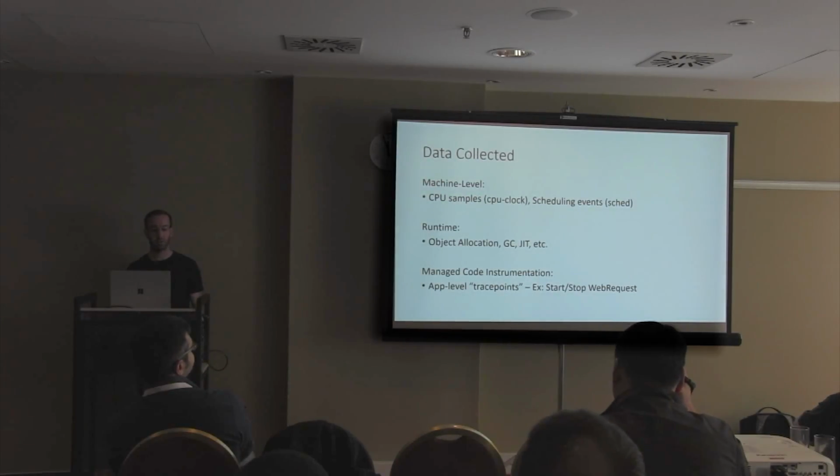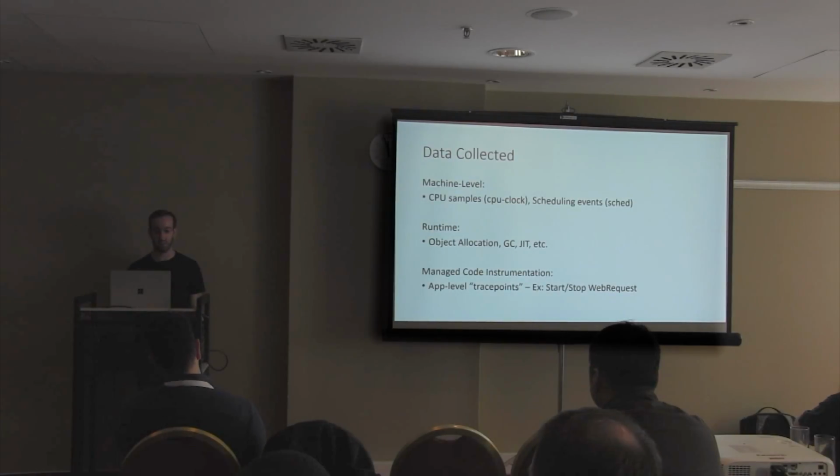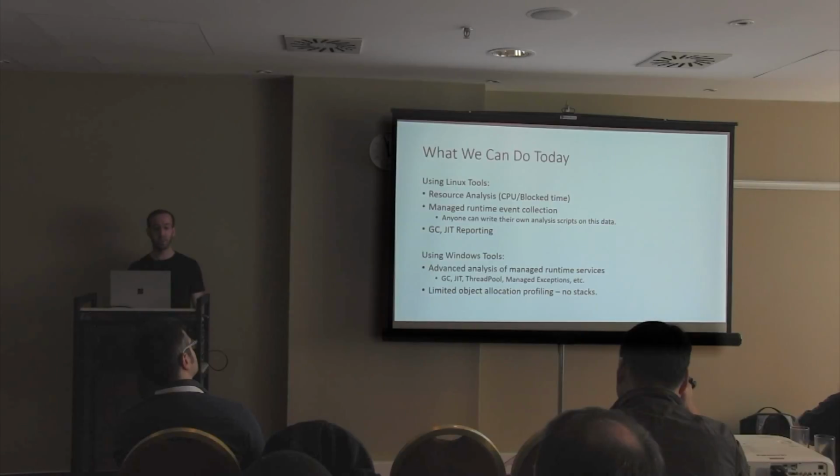So by default, we collect 3 different types of data. We collect machine-level data, so things like CPU samples and scheduling events. We collect runtime data, so these are things like managed object allocations, statistics about the garbage collector, statistics about the just-in-time compiler. And then we can also collect managed code instrumentation. So these are app-level types of trace points, so things like start and stop web requests. So whatever a framework wants to instrument so that it can use that data. And so here's what we can do today.